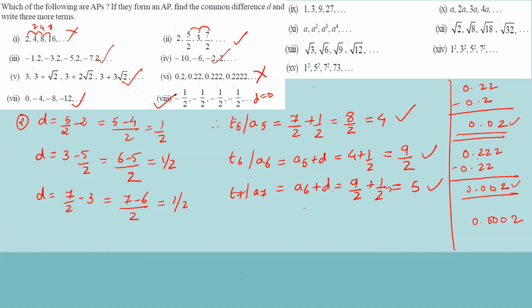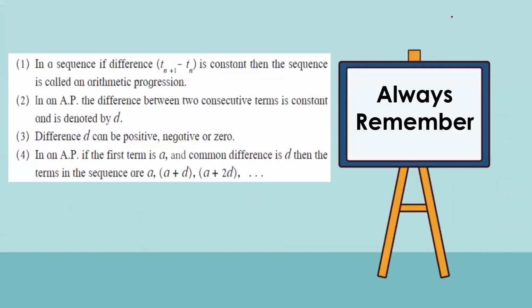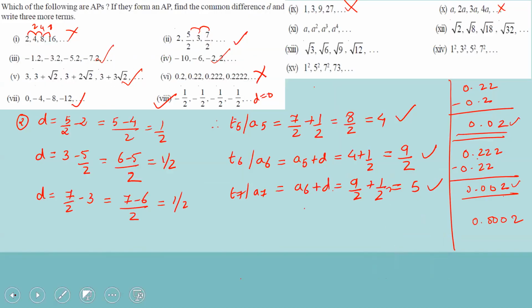The ninth one over here: 1, 3, 9. So no, it's the cube going on. No, this is not an AP. A, 2A, 3A multiplied by 2, multiplied by 3. Again, not an AP. No, just a minute. For this one, if you see, it is 2A minus A, I'm going to get A. 3A minus 2A, I'm going to get A. 4A minus 3A, I'm going to get A.